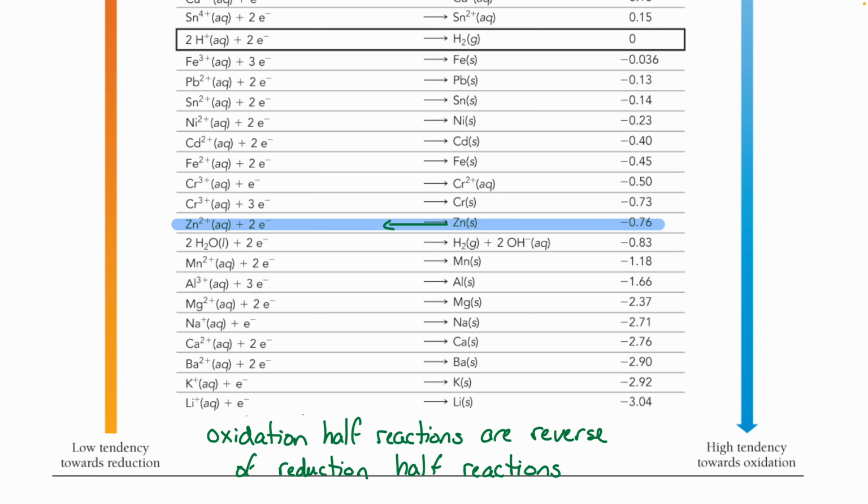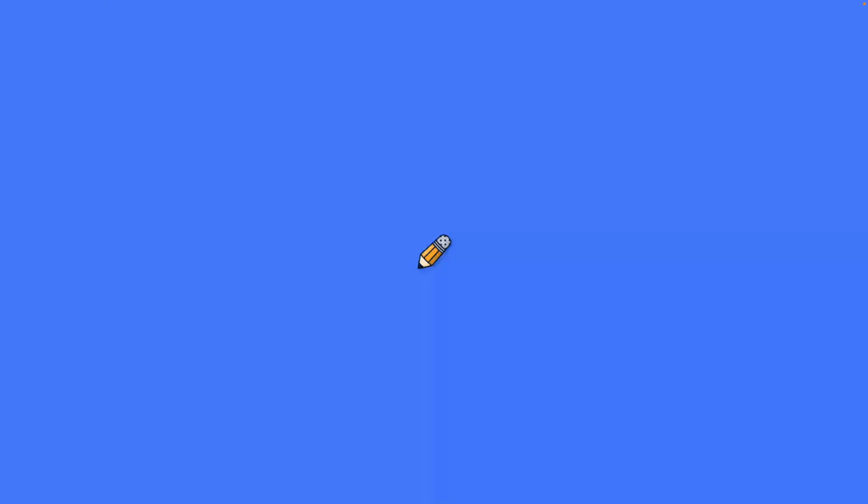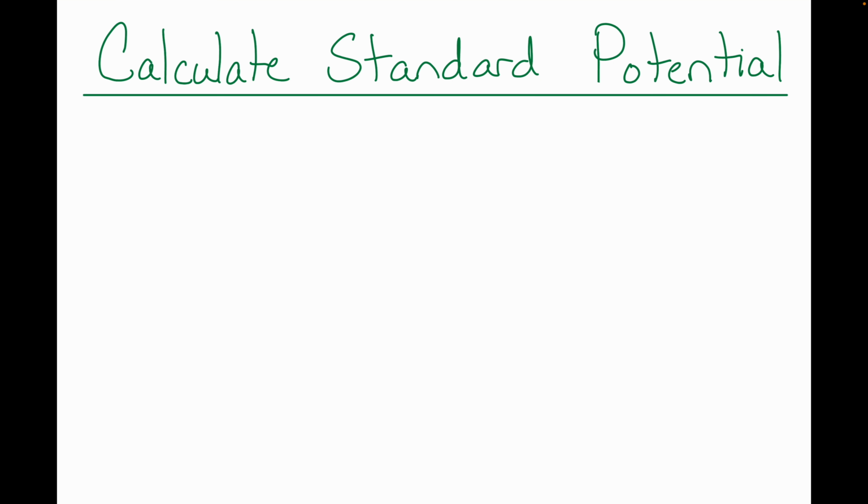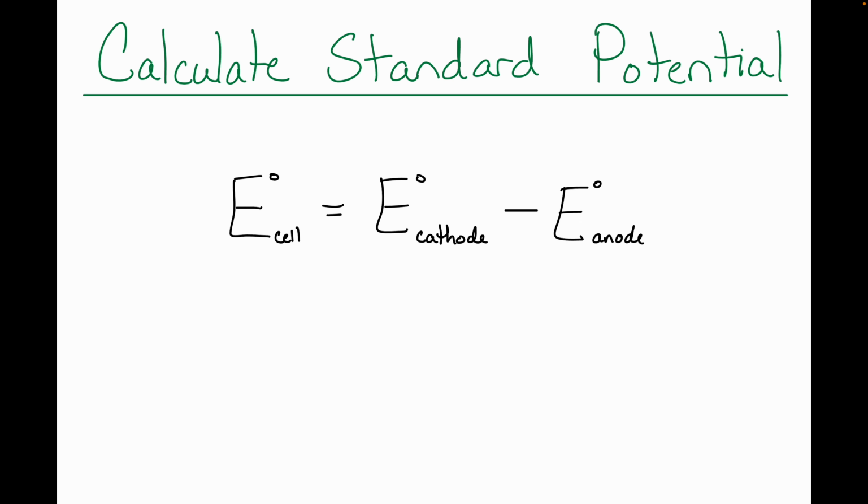All right, so since it's going to be the reverse of it, how do I calculate the potential of this battery? All right, we have a very simple equation here. The standard potential, E naught, of our battery, our cell, is equal to the standard potential at the cathode minus the standard potential at the anode. And remember, your cathode is where reduction happens. Your anode is where the oxidation happens.